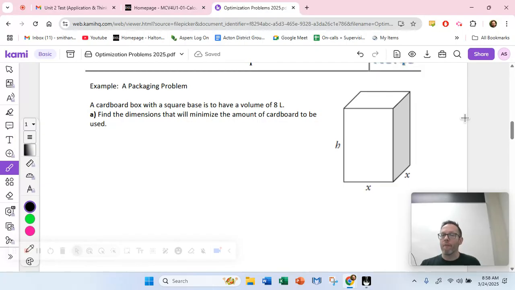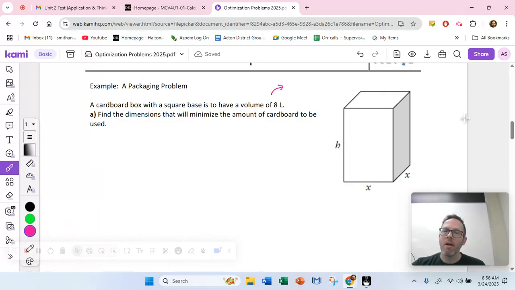Our idea is, if we're making, let's say, tens of thousands, hundreds of thousands, millions of these packages, when you have to pay for the cardboard packaging and all that stuff, eventually that adds up, and you want to create some packaging that minimizes the use of cardboard but still fits your product. So here we have a fixed volume of 8 liters, and we want to find the ideal possible packaging.